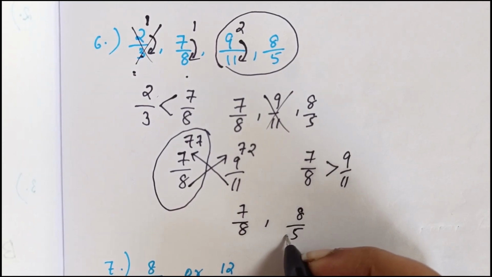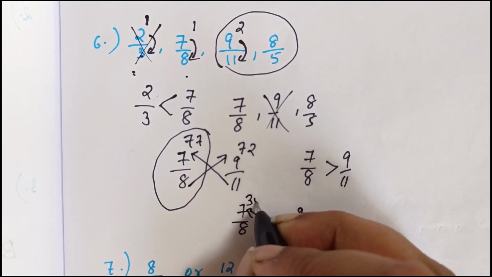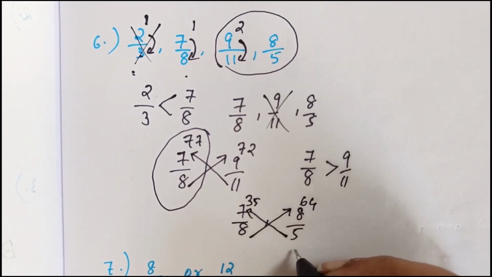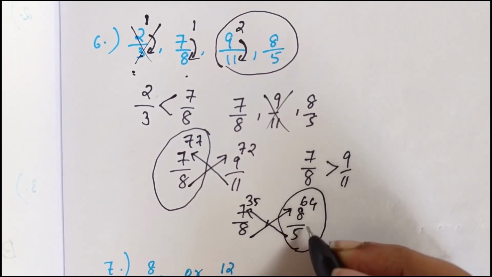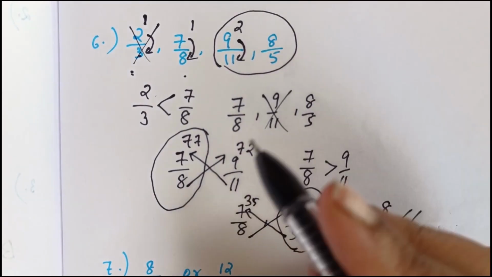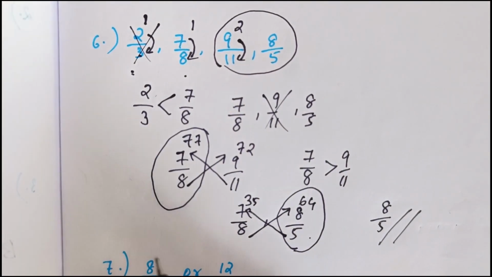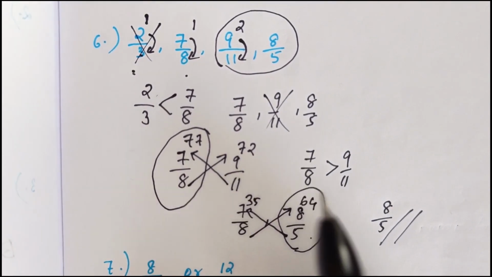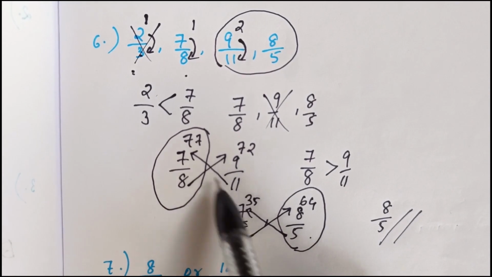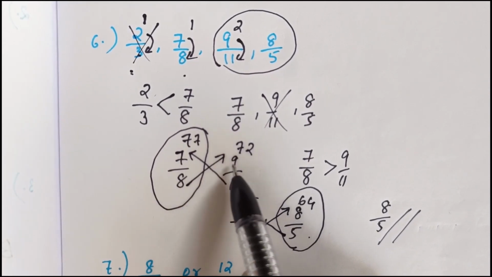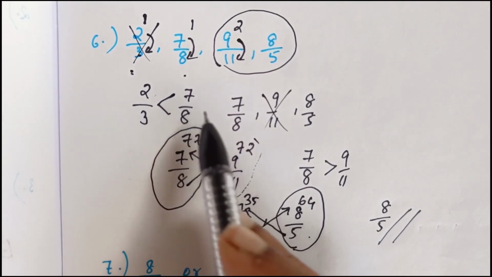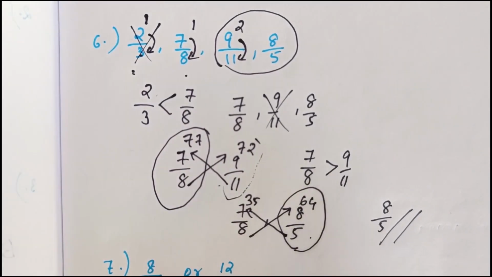Again, we can cross multiply. 5 into 7 is 35. 8 into 8 is 64. So the one with the largest product is 8 by 5. So 8 by 5 is the largest fraction in this group. So this is also a very easy method. If all those 4 cases are not found here, just cross multiply. You can do it within seconds. Just cross multiply and the one with the highest product will be the largest fraction.